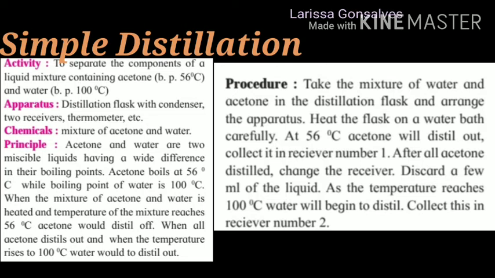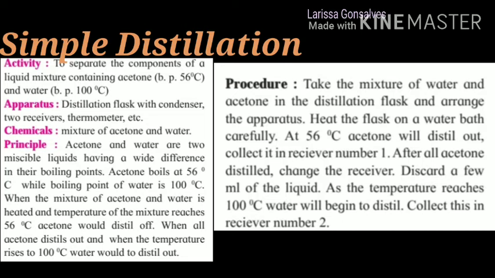Now we move on to the principle. Acetone and water are two miscible liquids having a wide difference in their boiling points. Miscible liquids means they can easily mix with each other and form a one-phase solution, which means that if you mix the two solutions, you cannot differentiate where is the acetone solution and where is water. Acetone boils at 56 degrees Celsius while boiling point of water is 100 degrees Celsius. When the mixture of acetone and water is heated and temperature of the mixture reaches 56 degrees Celsius, acetone would distill off. When all acetone distills out and when the temperature rises to 100 degrees Celsius, water would distill out.